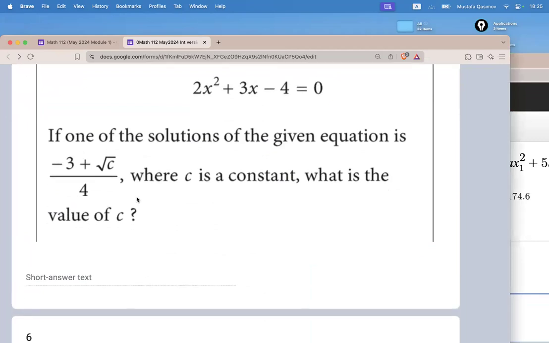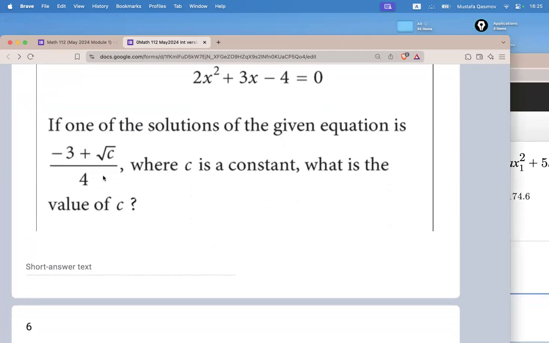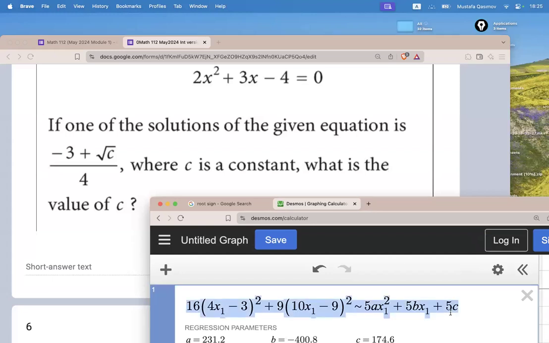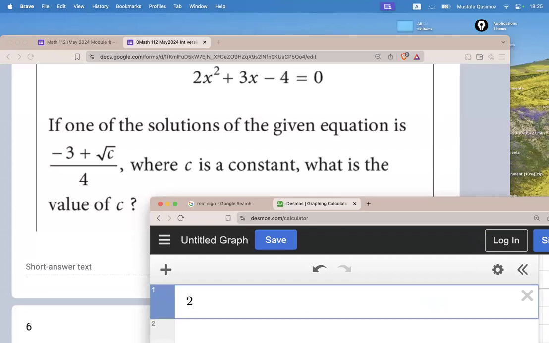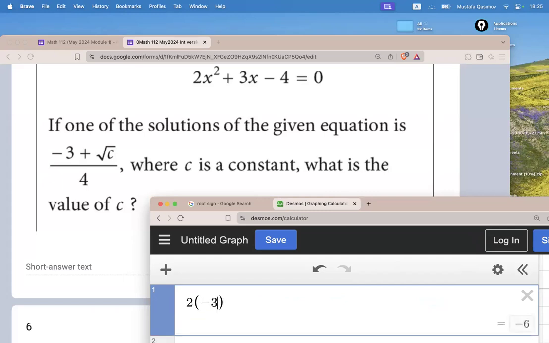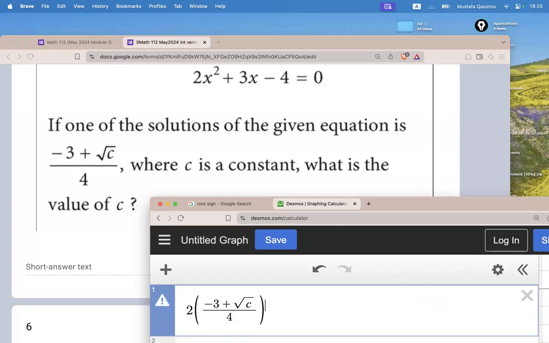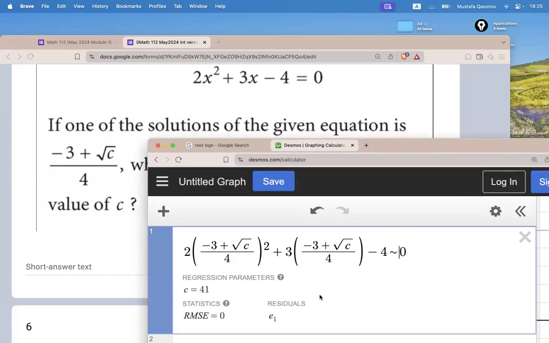Okay, here we can find its root just using the discriminant. Then we can find this form, then we can find c. This c is equal to the discriminant, but if you want to use Desmos, you can do it like that. Instead of x, let's write negative 3 plus square root of c over 4. Then it is squared, plus 3 times negative 3 plus square root of c over 4, minus 4. It's equal to 0. Then we can use the wave. Then we will get the fourth one. Any questions?